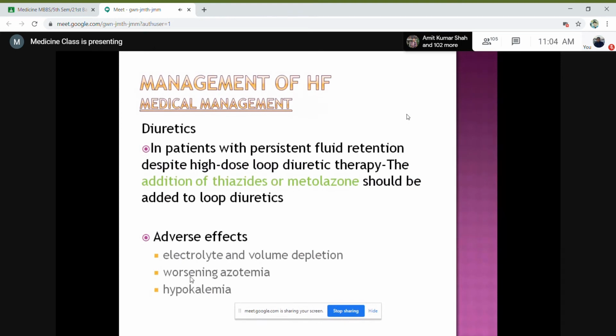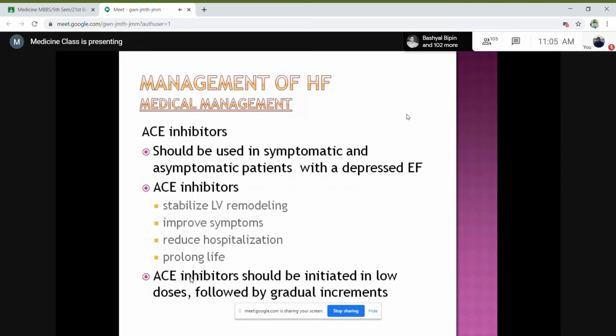If the patient still has persistent fluid retention with the use of high dose loop diuretics, additional thiazides or metolazone should be added to the loop diuretics. But whenever you are using diuretics, you have to be very careful regarding adverse effects like electrolyte and volume depletion, hyponatremia, hypokalemia, and there can be worsening azotemia as well.